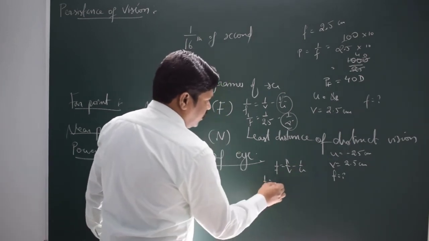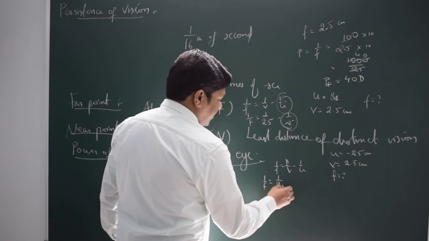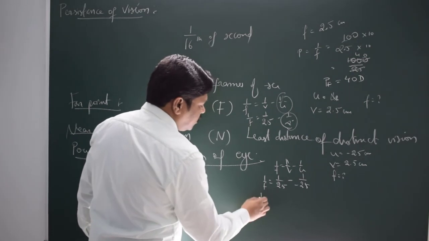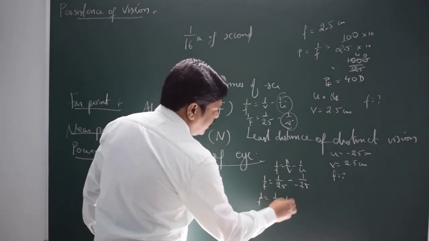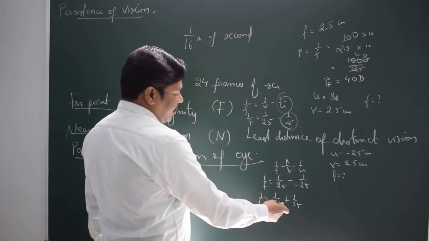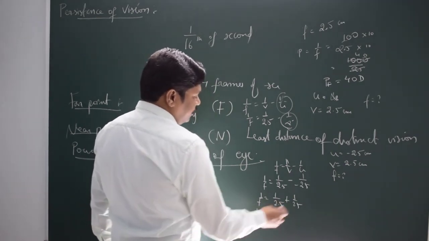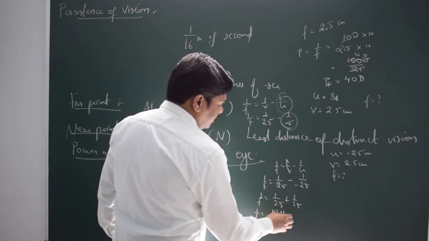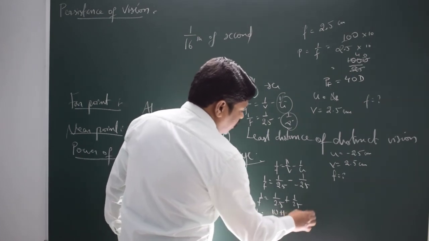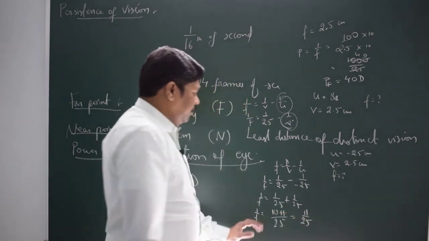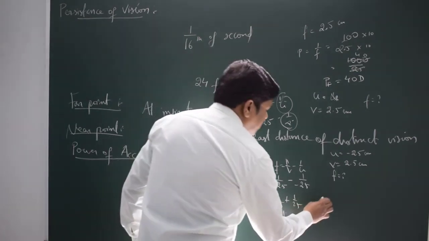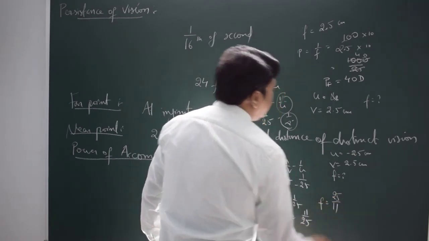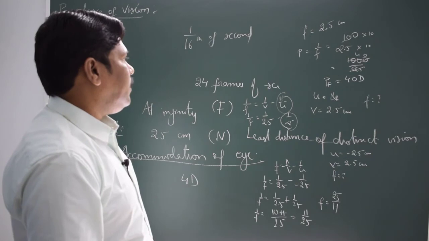So 1 by f equal to 1 by v, which is 1 by 2.5, minus 1 by minus 25. Minus minus will become plus. 1 by f is equal to 1 by 2.5 plus 1 by 25. So you multiply 10 with this: 1 by f is equal to 10 plus 1 by 25, which is equal to 11 by 25. So f will become 25 by 11.